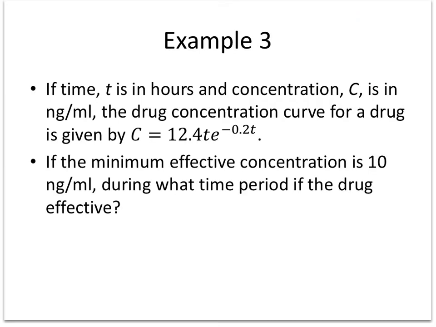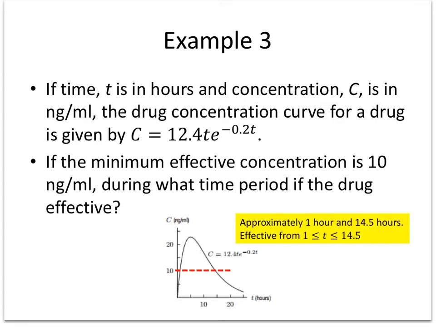If the minimum effective concentration is 10, which was given at the beginning, during what time period is the drug effective? Well, again, what I can do is look at the graph and draw a dotted line straight across. You can see that, right? Yeah. And so if I'm looking at the graph, I'm just looking at 10.